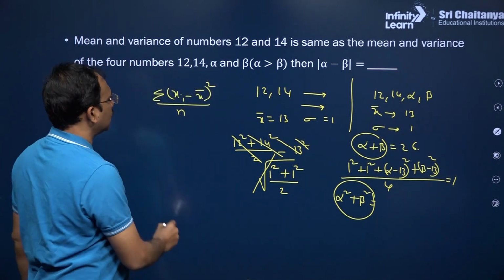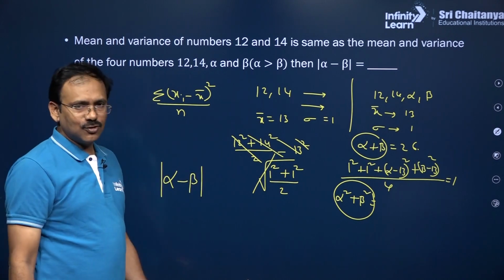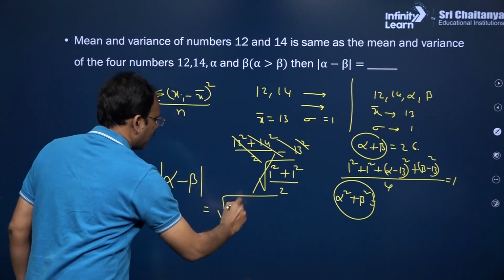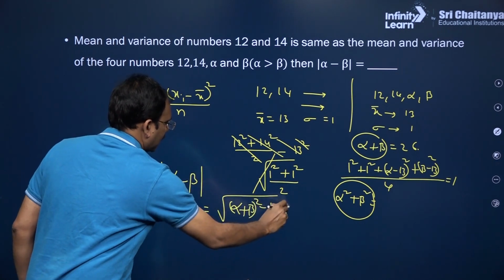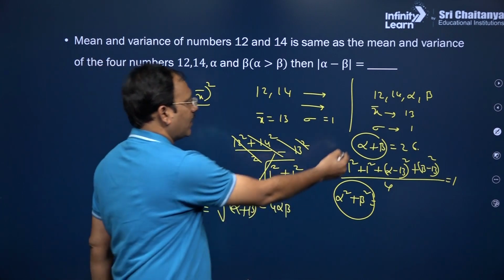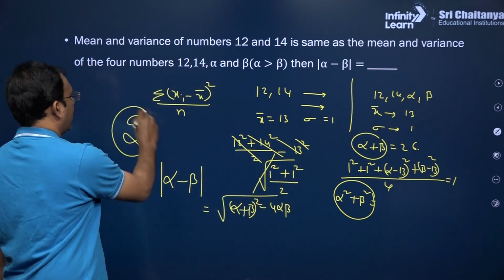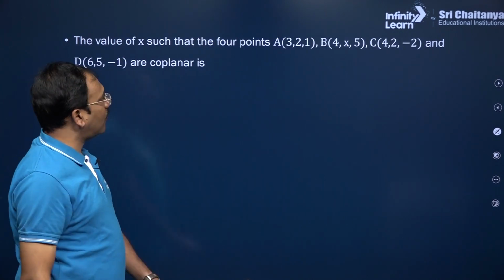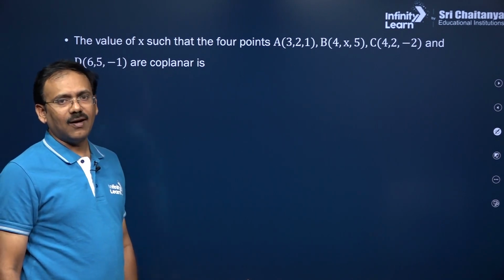It's a standard question to find mod alpha minus beta, right? With simple algebra you can do it: it is the square root of (alpha plus beta) whole square minus 4 alpha beta. From these two you can find alpha and beta, and you are going to get the difference to be 2, my dear friends. That's all. Okay. Next, the value of x such that these 4 points are coplanar.